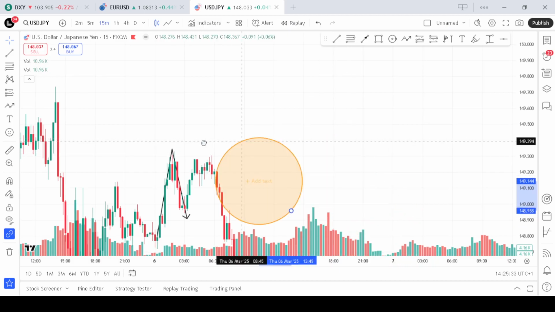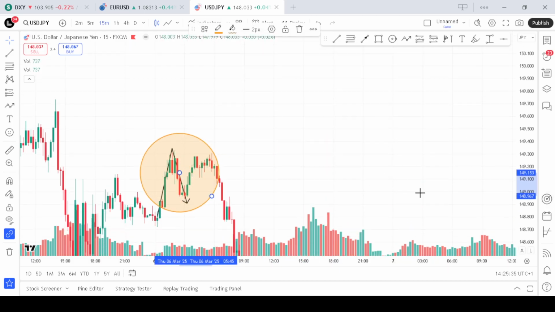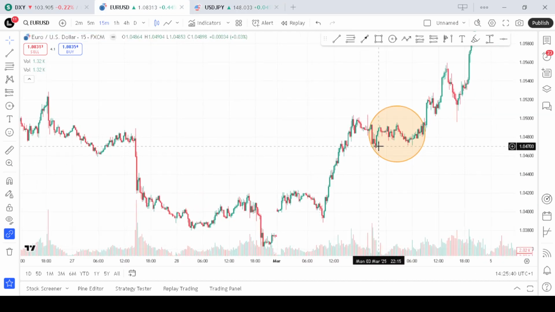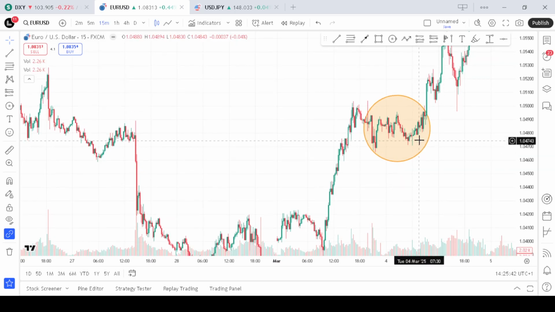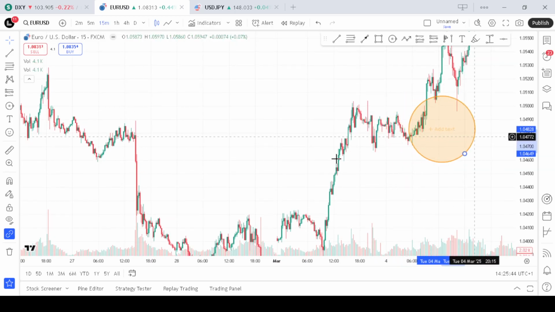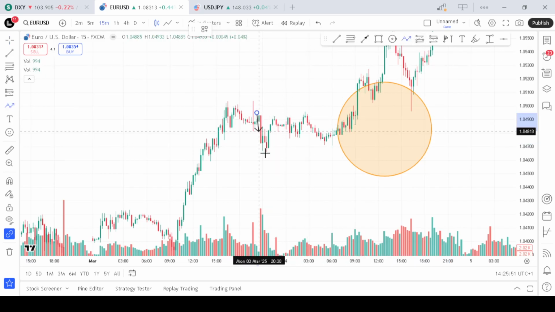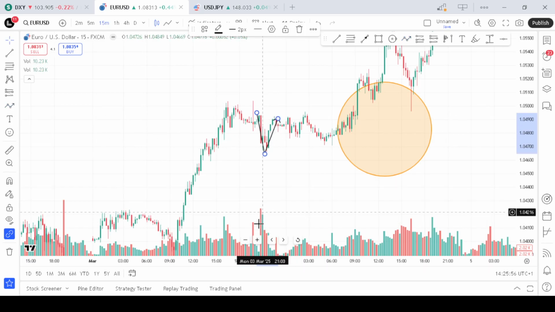Now let's see if we can spot another Adam pattern for a bullish scenario. And as I can see, I can spot another Adam pattern for the bullish scenario. This is the Adam pattern here, and as we can see, this is a sharp drop and a sharp rise, accompanied by a spike in volume. As you can see, this is a perfect example of the V-shaped Adam formation.